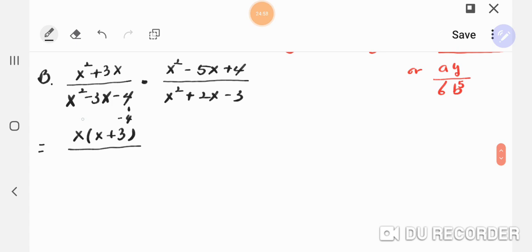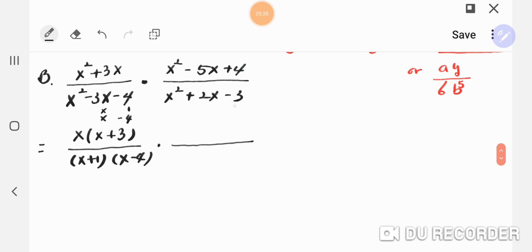So you can write the denominator is x plus 1, x minus 4. Can you see this? Because this is x times x, right? X times x. 1 times negative 4 is negative 4. And then cross multiply, and then make a sum. So that is negative 3.